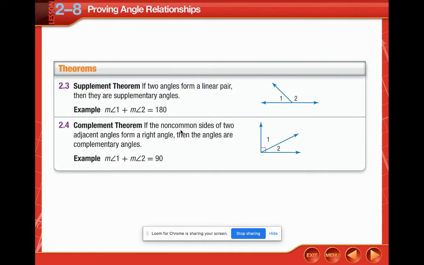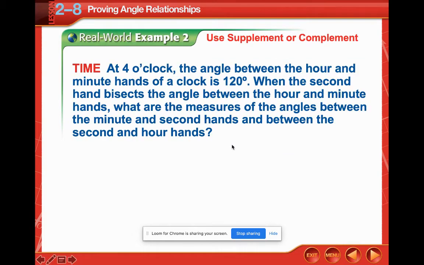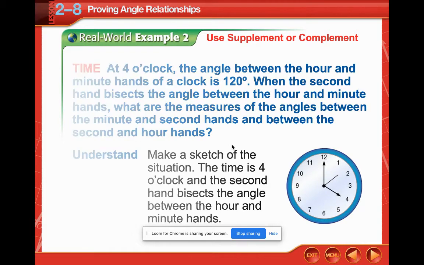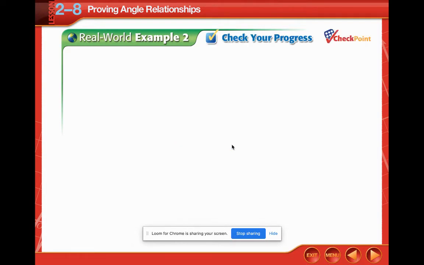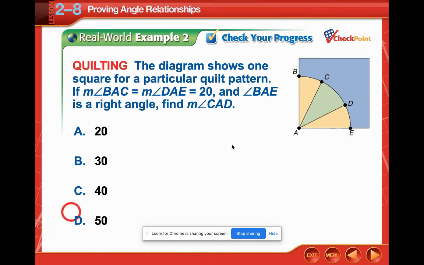Supplement theorem: if two angles form a linear pair, they add up to equal 180. Complement theorem: two angles that add up to equal a right angle must add up to equal 90. I already figured this one out with 60 degrees each. Don't forget an angle bisector cuts an angle in half perfectly. Both halves are equal. We already figured out that it was 50. And this is, I believe, where we left off yesterday.